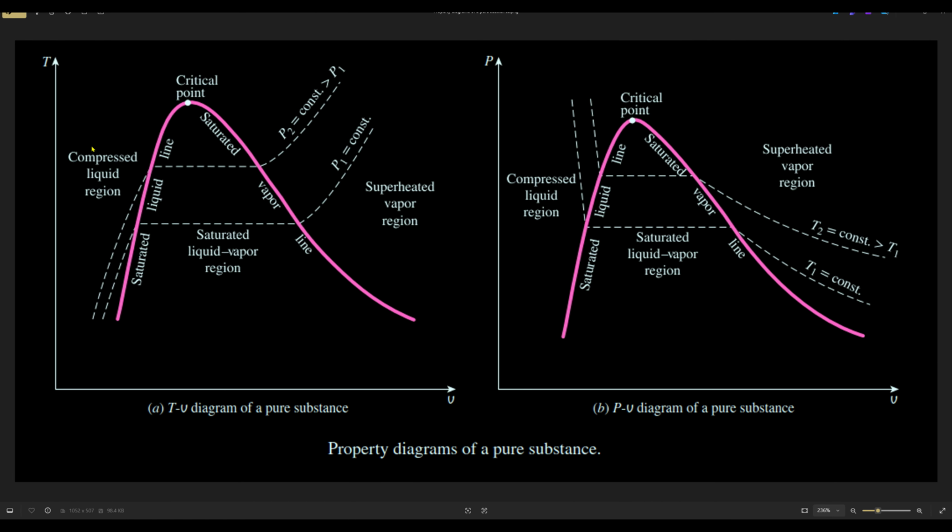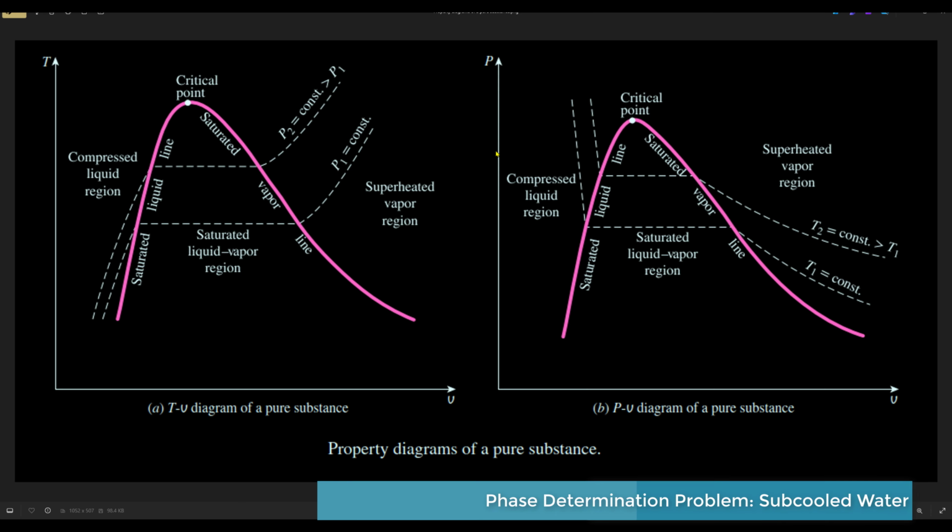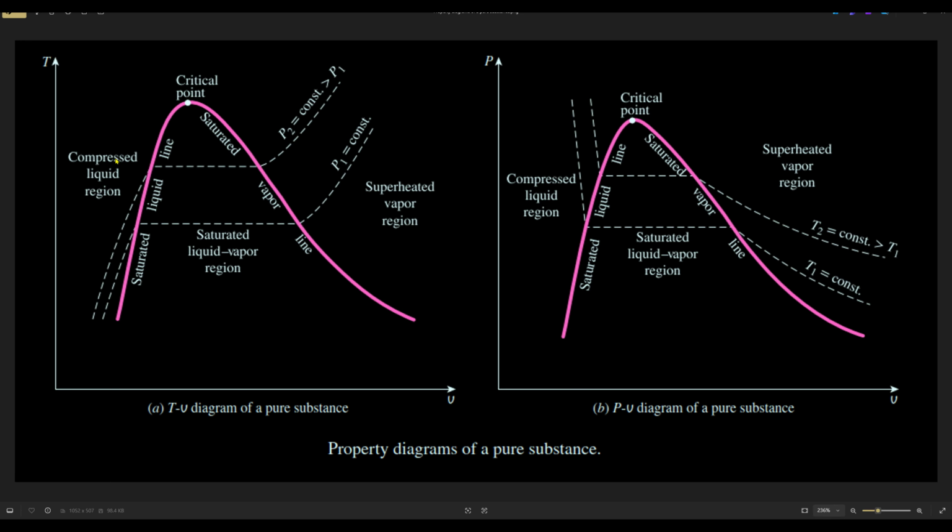In the previous session and tutorial, we went through these two property diagrams, the T-v and P-v diagrams, and we discussed all these regions and lines. These two useful property diagrams, as you can see, consist of three major regions: compressed or subcooled liquid region, saturated region, and superheated vapor region. We have two major lines: the saturated liquid line and the vapor line, as you can see in this graph.